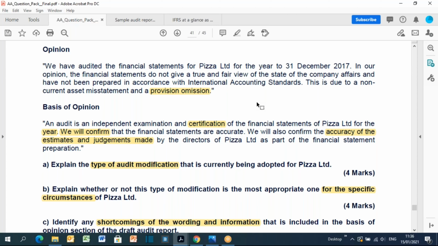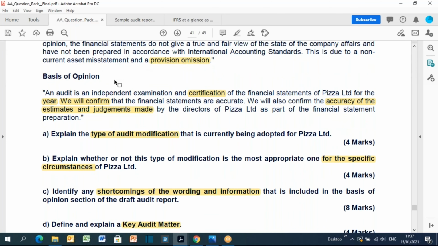It also says we confirm the accuracy of the estimates and judgments made by the directors. You can never confirm the accuracy of estimates and judgments. You cannot confirm those, as they are not your own estimates. How can you confirm the estimates and judgments used by the management? So if you come up with 4 well-explained paragraphs, small paragraph sentences, you will be able to grab the marks.